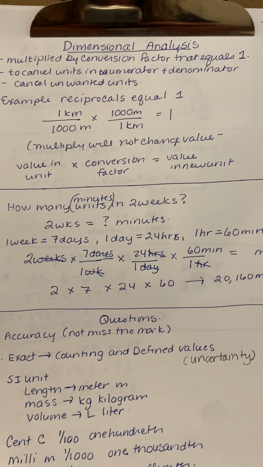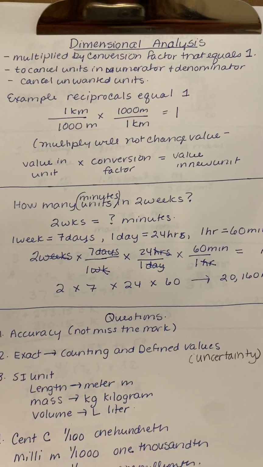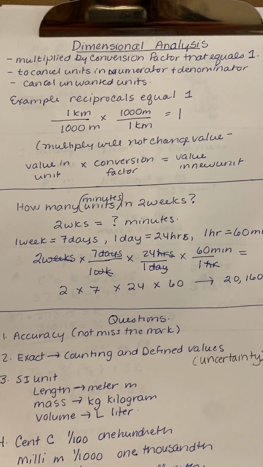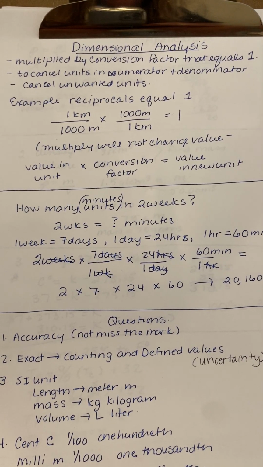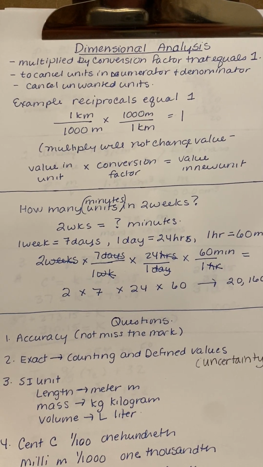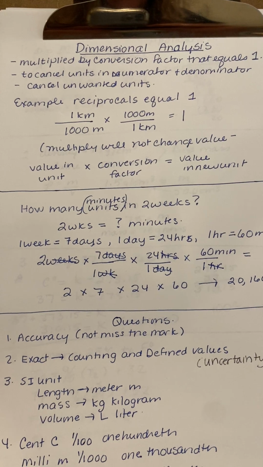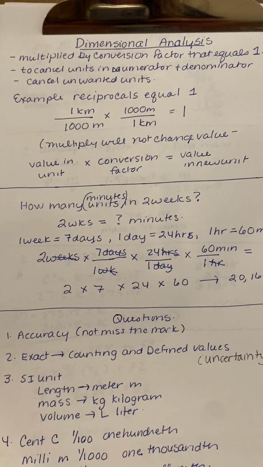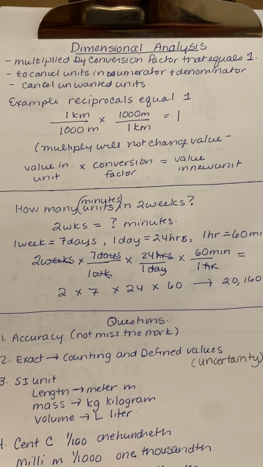So we're in chapter 1 of your chemistry book, and we're going to be talking about dimensional analysis. Don't let that word stumble you, because it's something we do every day in our life when we're trying to figure things out, especially with conversions, to convert something into something else. So how do we do this?